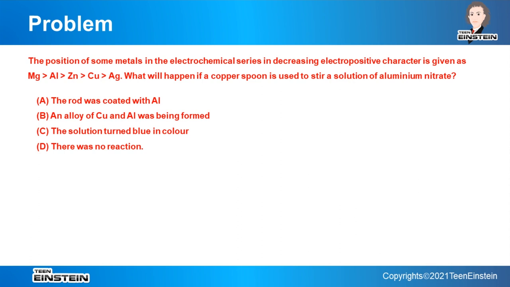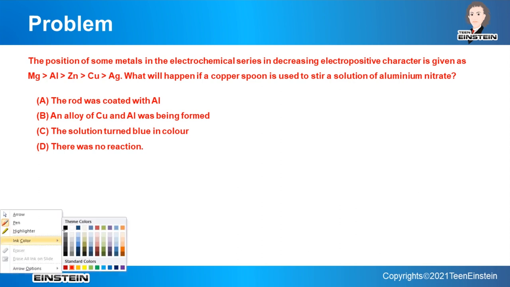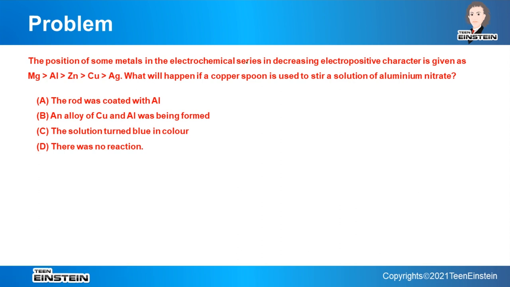Here we have a problem which is regarding this electropositive character. The position of some metals in the electrochemical series in decreasing value is mentioned in this question. Okay, magnesium maximum electropositive, and silver is minimum electropositive. So what will happen if a copper spoon is used to stir a solution of aluminium nitrate?